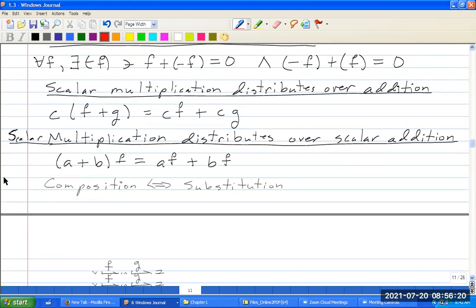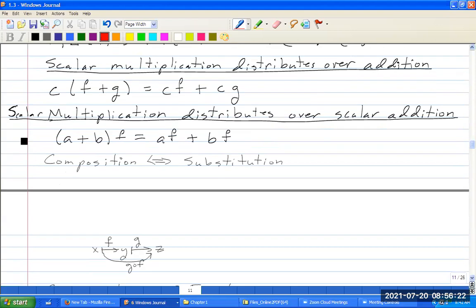Next, scalar multiplication distributes over scalar addition. Let A and B be numbers, scalars. Let f be a function. Then (A plus B) times f is equal to A f plus B f.